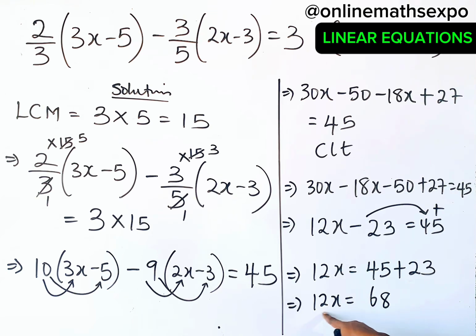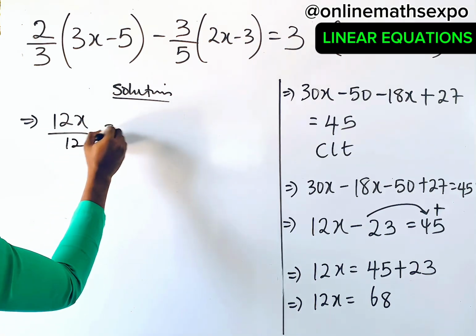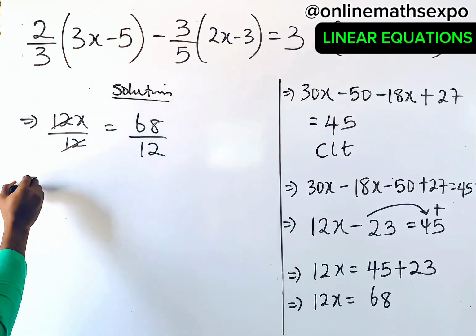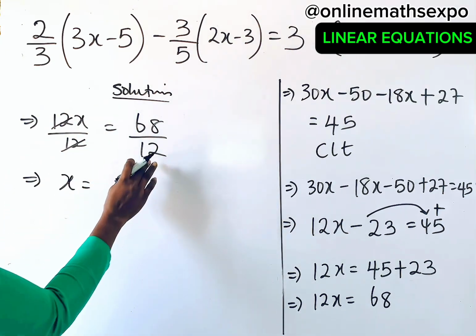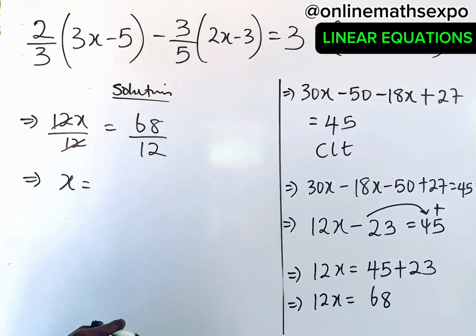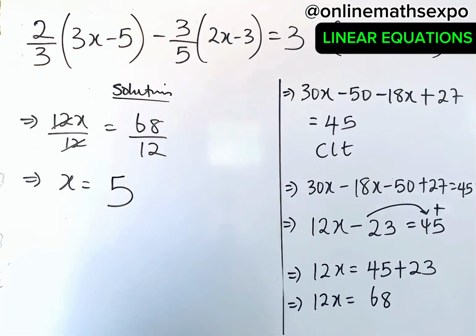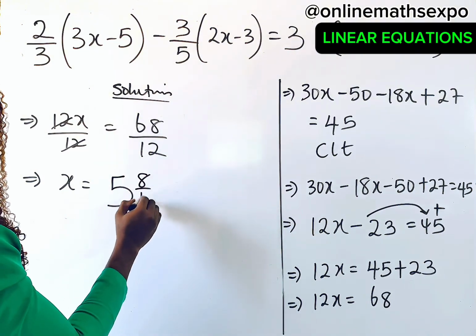Now, what do you do to get x? Remember, these two are multiplying. So to get x, you divide to remove that 12. So we divide this by 12 and then divide 68 by 12. This will cancel. So we have x is equal to, how many 12s can we find in 68? We find 5, which gives us 60, remaining 8/12.